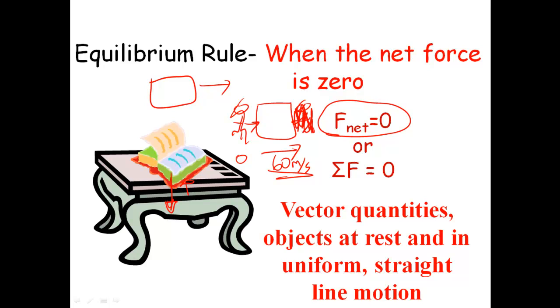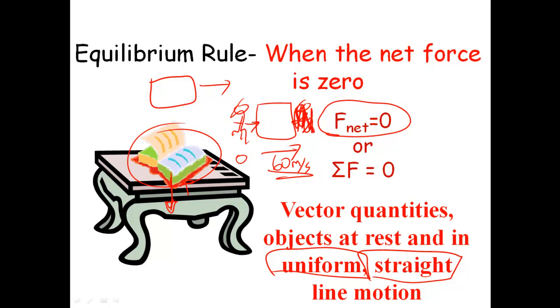Is there any reason for that block to stop? Is there any reason for it to speed up? No, it's moving, but it's in equilibrium. It's not changing its motion. Its motion is uniform. There's no reason to turn. It's a straight line. It's only when you change the motion of an object that it's no longer in equilibrium.